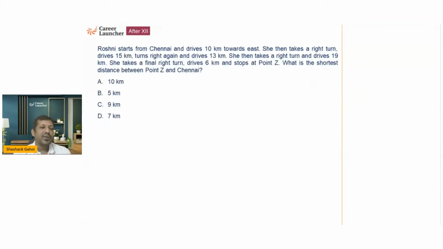Now let's start this one. So it says Roshni starts from Chennai and drives 10 kilometers towards east. So Roshni starts from Chennai, and it looks like a left-right type question. So basically I'm just going to draw the diagram. She starts from Chennai and drives towards east. So I'm going to say Roshni is going 10 kilometers towards east.